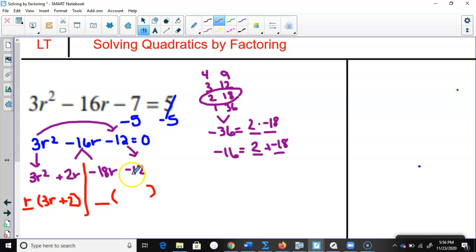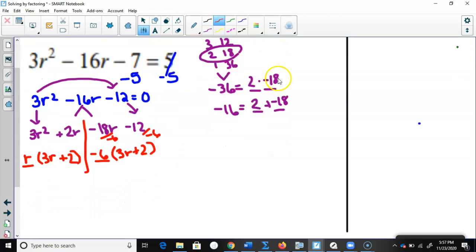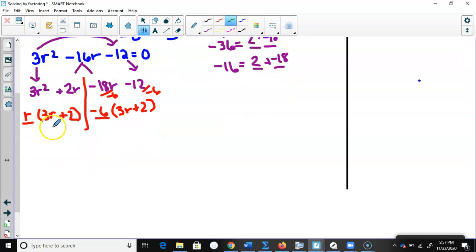Okay, negative 18r and negative 12, what do they have in common? Their greatest common factor that we can factor out is a negative 6. Why do I want to do a negative 6? Because this first term, starting us off in the group, is negative, so I need to divide out a negative. We're left then with 3r plus 2. We now know that we've done it correct because these match. So we have 3r plus 2 and 3r plus 2. We write that once, and then we write our leftovers, r minus 6.